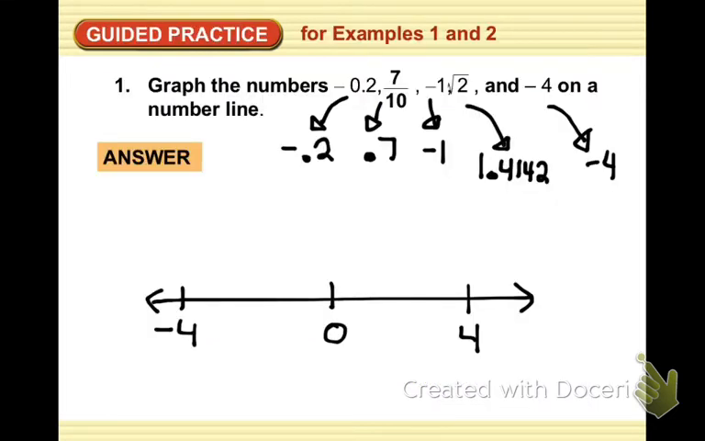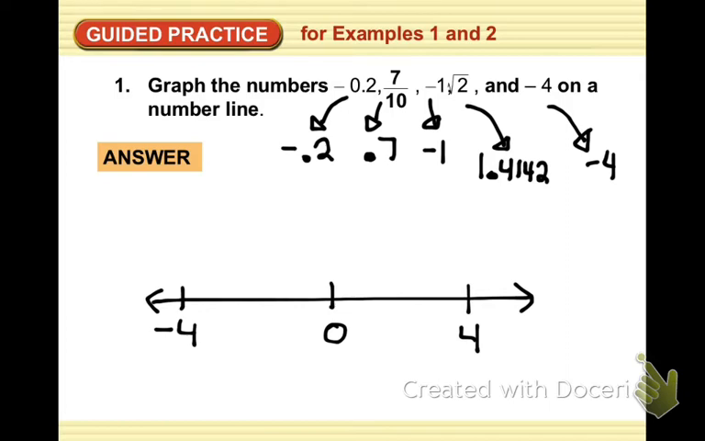Another thing you might be asked to do in this lesson is to order your values. So when we want to do that, we're going to change everything either to decimals or to fractions. So I changed everything already to decimals. The 7/10, you could do 7 divided by 10 and get 0.7, although 7/10 is pretty straightforward. And then the square root of 2 is 1.4142, and then you just place them on the number line.